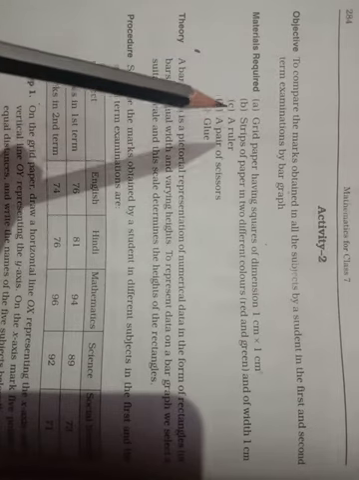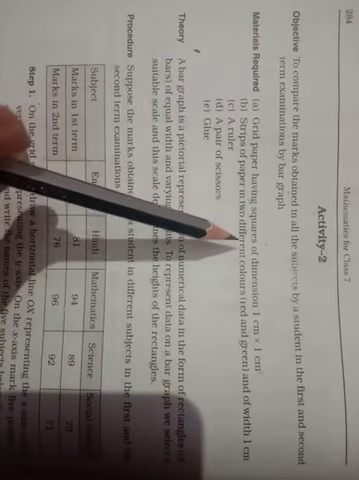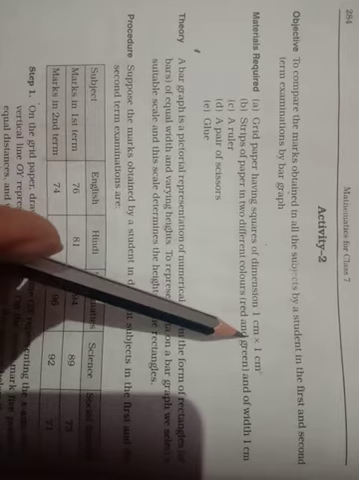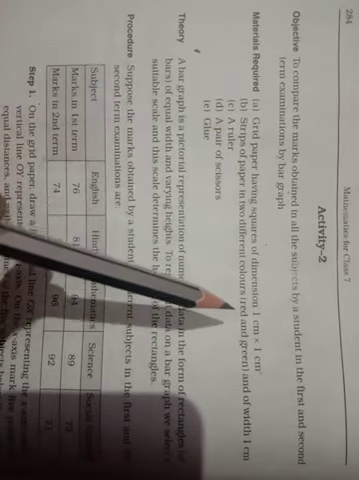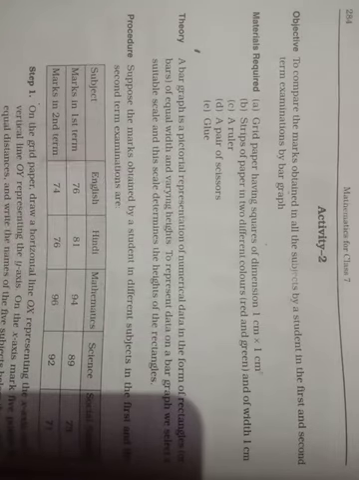So the material required is what? Grid paper having squares of dimension 1 cm by 1 cm. Second, strips of paper in two different colors, red and green. Students, according to our need we choose the strips.